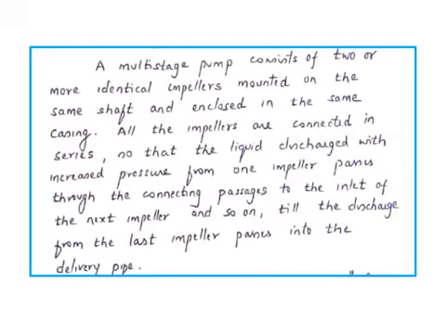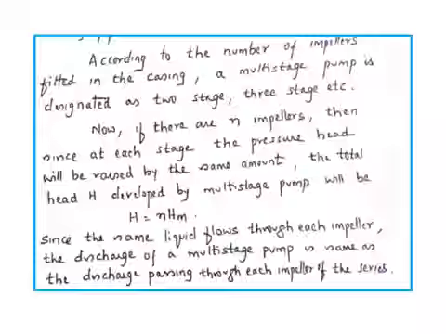So each impeller produces head. If there are three impellers, each producing some head like 30 meters, the total head developed will be 90 meters. So when you want a liquid to be sent to a larger head, we have to have the pumps in series. According to the number of impellers fitted to the casing, we have multi-stage pumps called two-stage, three-stage. If there are two impellers, we call it two-stage. If there are three impellers, we call it three-stage, like this.